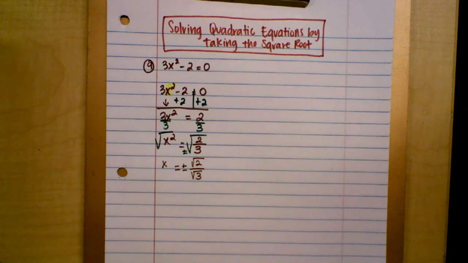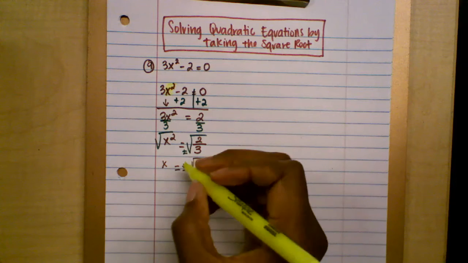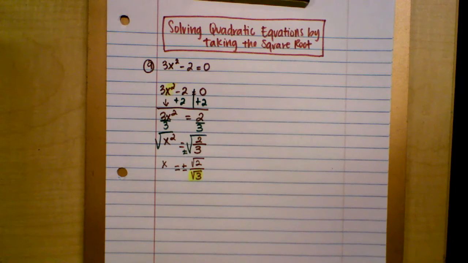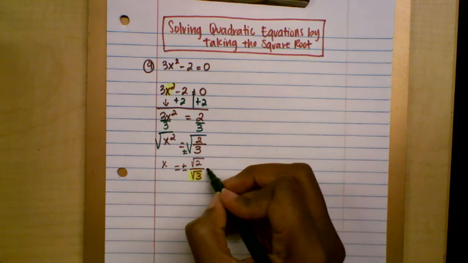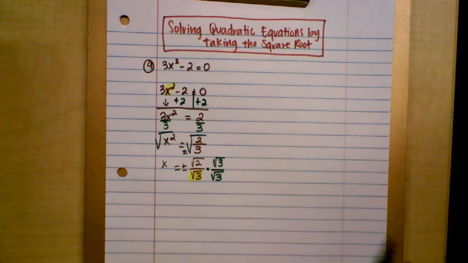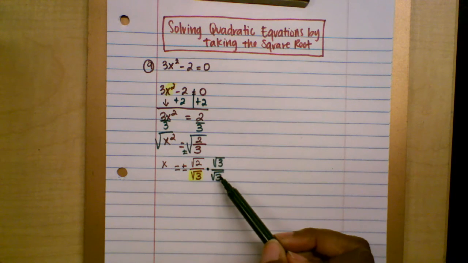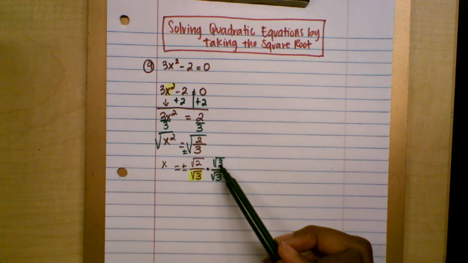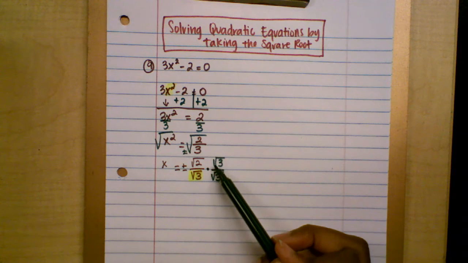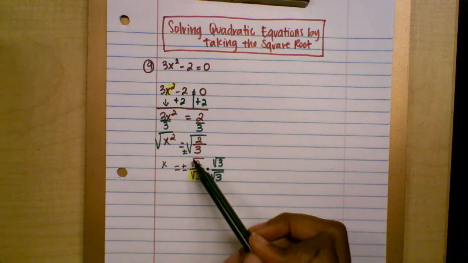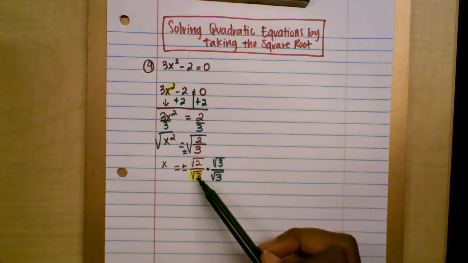So what do we do? What do you want to do to rationalize the denominator? You're going to highlight the denominator, which is square root of 3. You're going to multiply by square root of 3 and divide by square root of 3. Remember, when you take a number and divide it by itself, it's just 1. This expression, square root of 3 divided by square root of 3, simplifies to 1. So I'm not changing the expression here, square root of 2 over square root of 3.